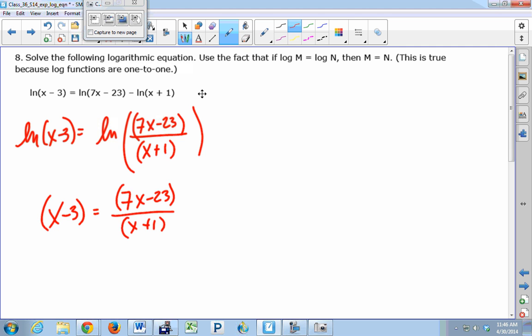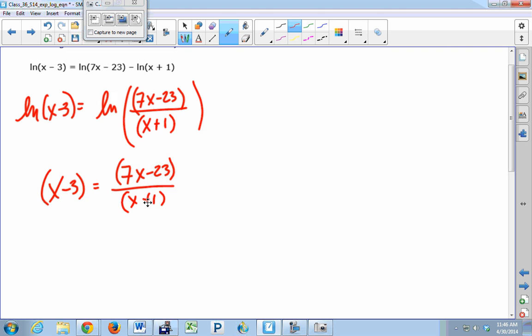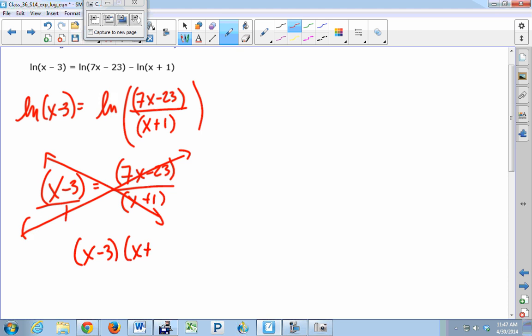So we are back to literally our second class, where we had a rational equation. And to solve this equation, you have two approaches. Multiply both sides by the LCM. There's only one denominator here, so you multiply both sides by x plus 1. Or hopefully, by now, you recognize that's a proportion, and you use your cross products, which gives you exactly the same answer as you would have gotten if you multiplied both sides of that equation by x plus 1. So you get x minus 3 times x plus 1 equals 7x minus 23.